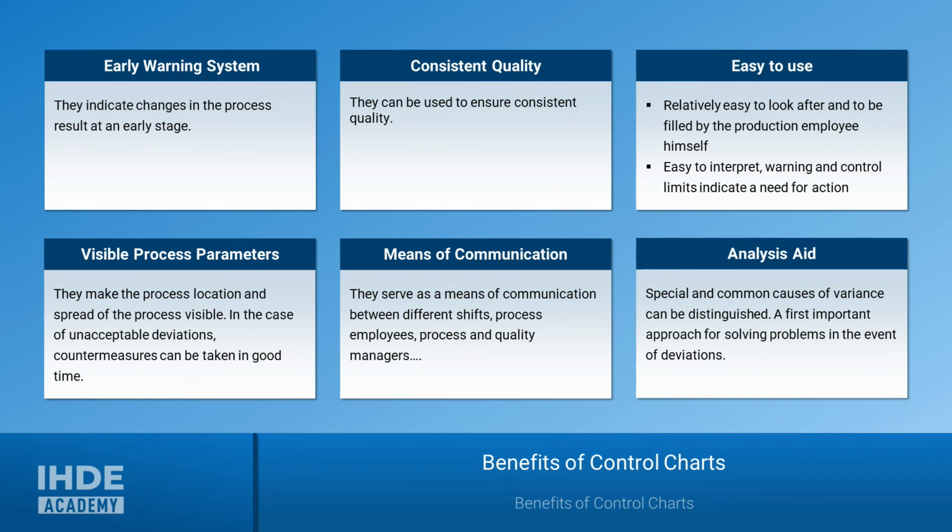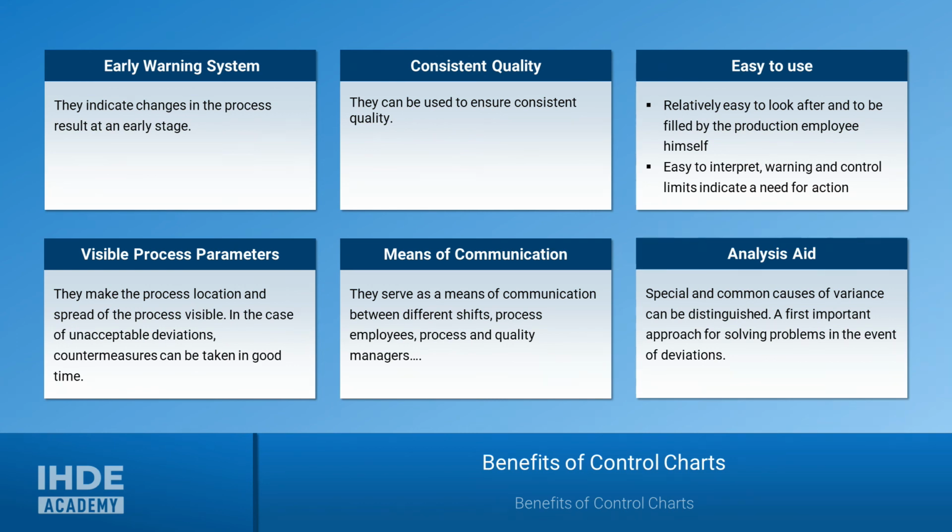First, they are an early warning system. They indicate changes in the process results at an early stage. Second, they ensure consistent quality. The third thing to mention is their user-friendliness. They are relatively easy to maintain and can be filled out by the production staff themselves. They are easy to interpret. Warning and control limits indicate a need for action.